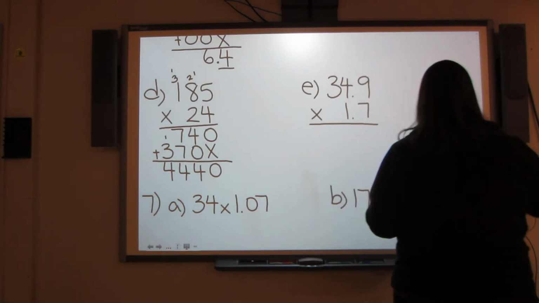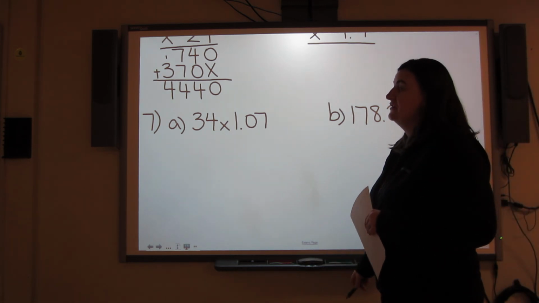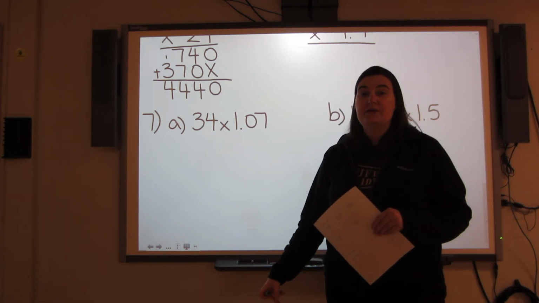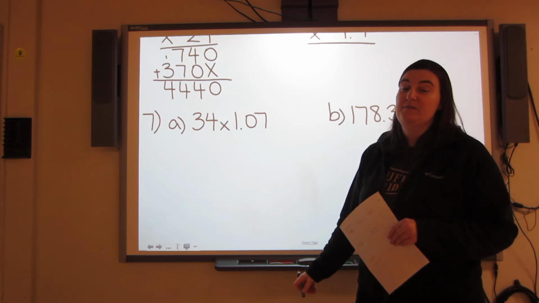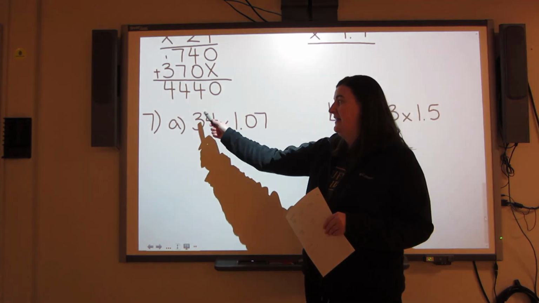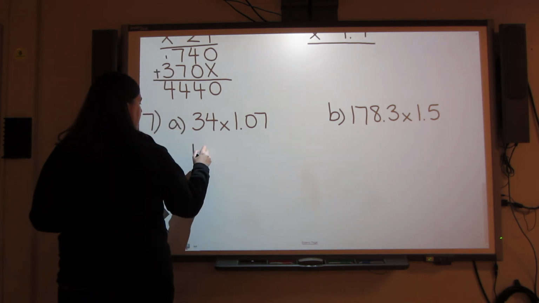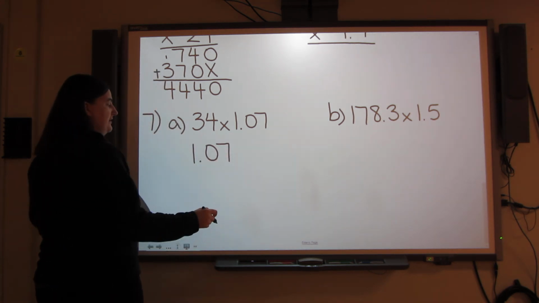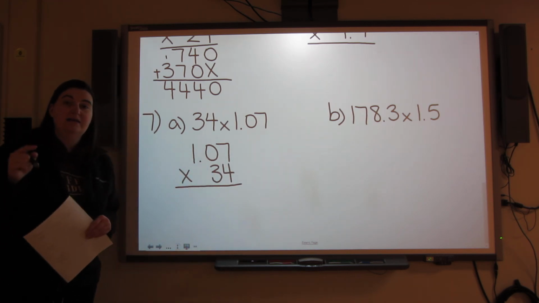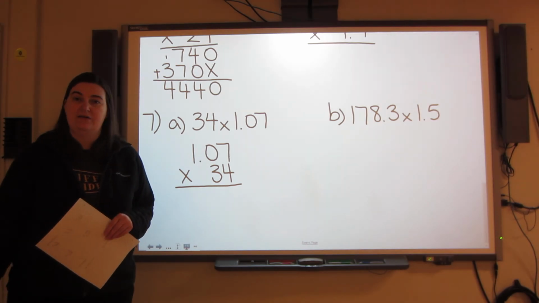And finally, let's look at number 7. Number 7 is asking us to write it vertically. When you're doing multiplication, it doesn't matter which number goes on the top and which number goes on the bottom. The way to make it easier for yourself is always put the one with less digits on the bottom. So if I do that, I put 1 and 7/100 times 34. I do not need to line up the place values or the decimals. When you're multiplying, you don't have to do that.